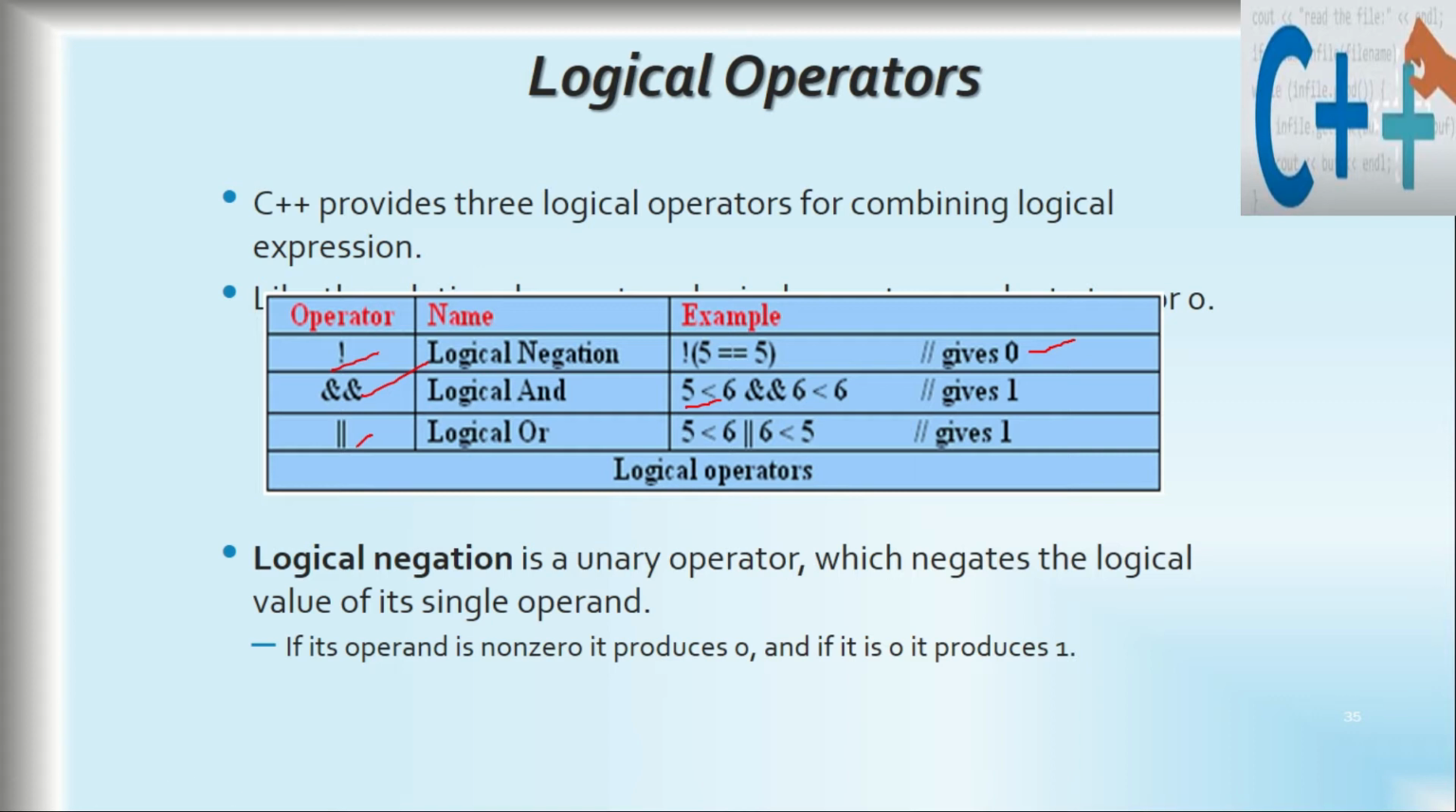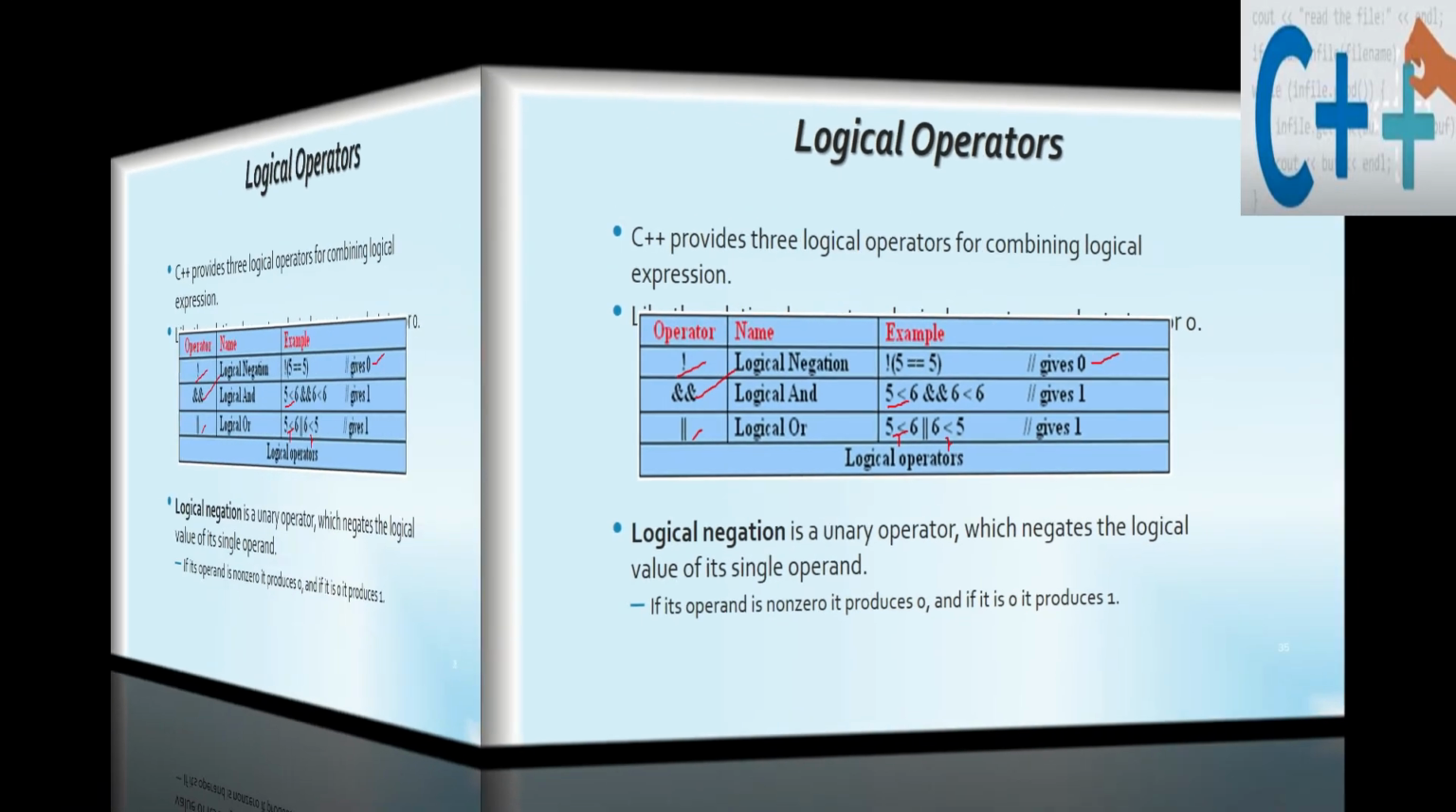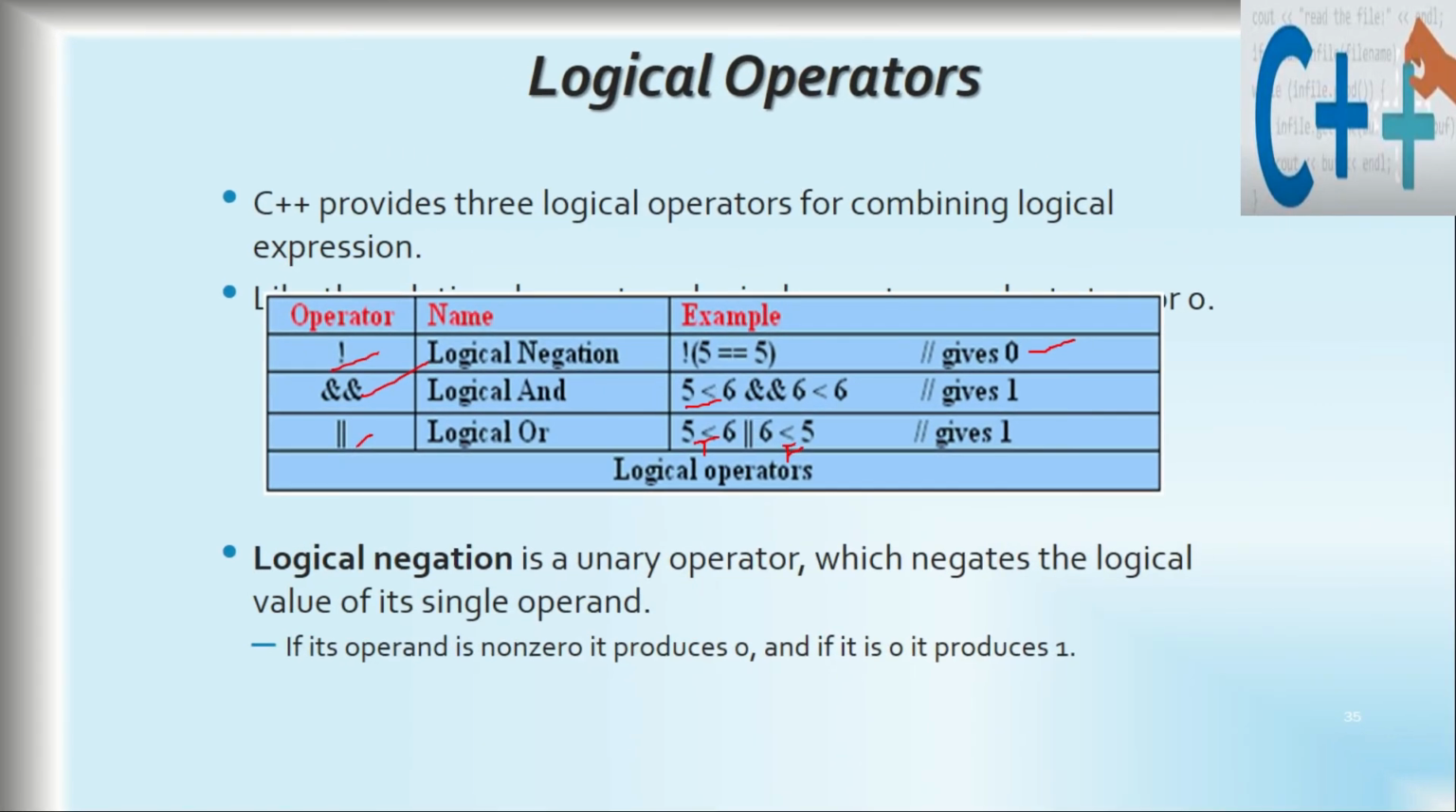What do you see here? 5 less than 6 or 6 less than 5: true or false gives true, this is the or operator. Logical operator: true, and 6 less than 6 false. What will be the output? Not 5 equal to 5, meaning false, or no.